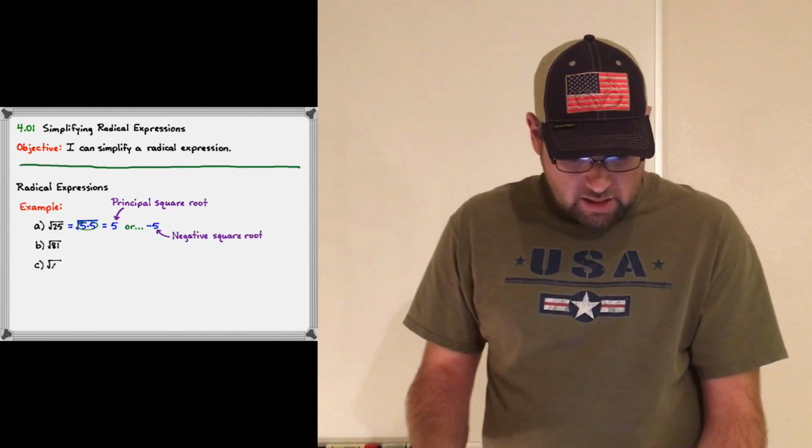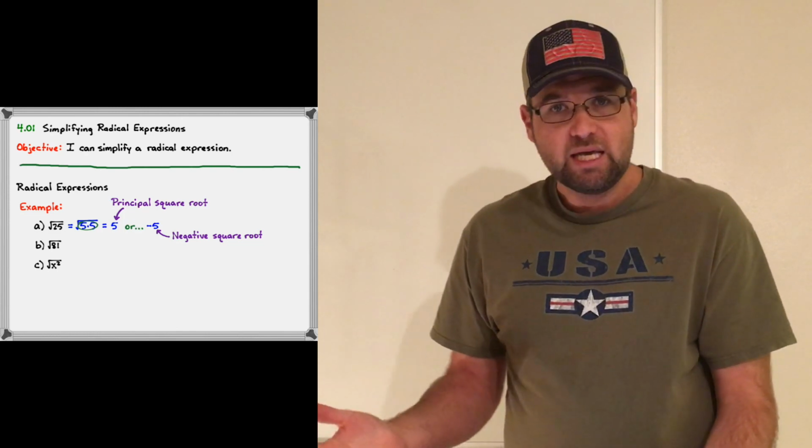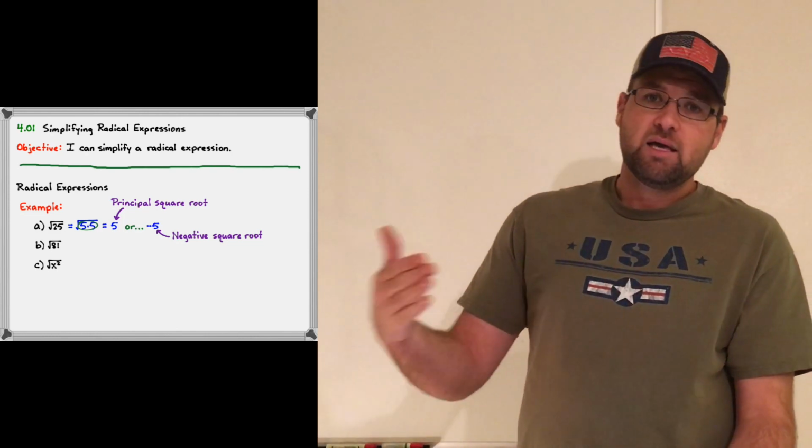So let's look at another example, the square root of 81. Well, that should be pretty easy. What number times itself gives you 81?